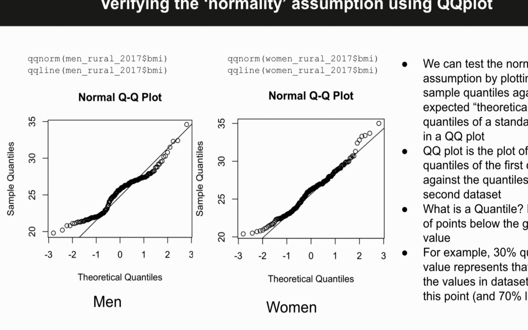If this is normally distributed, then the points should lie along a line. Why? Why should that happen? My claim is if the rural BMI population is normally distributed, then this should look like a flat line. Why?